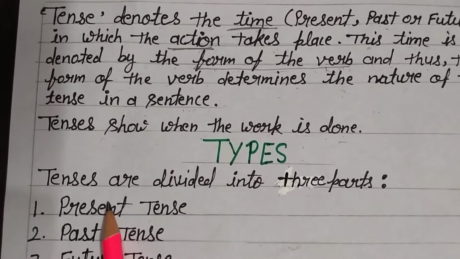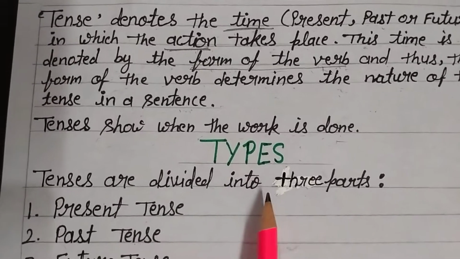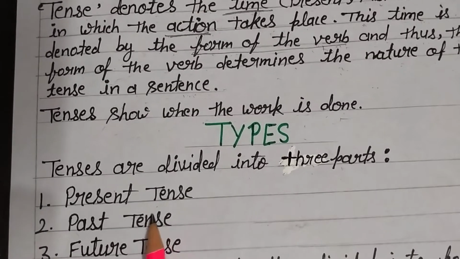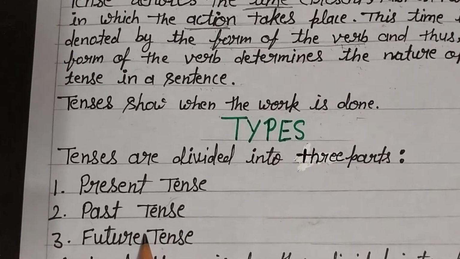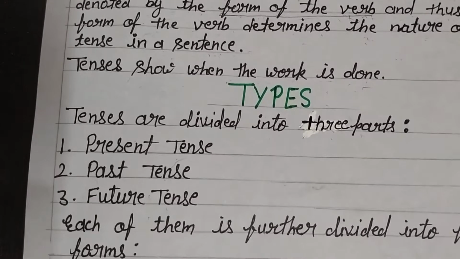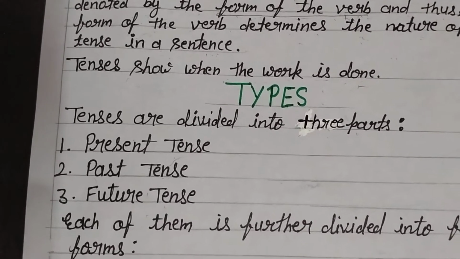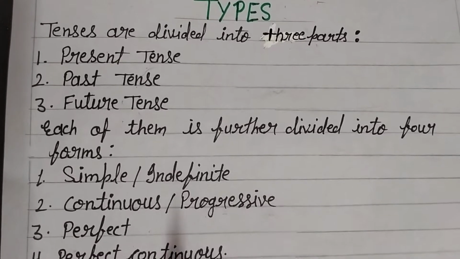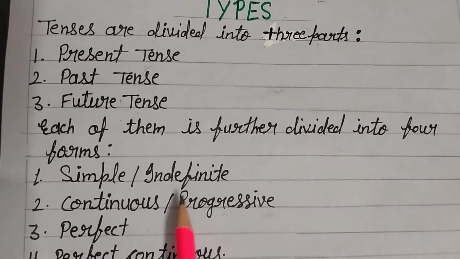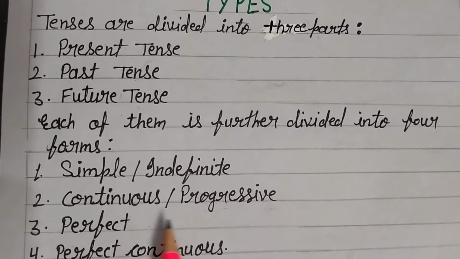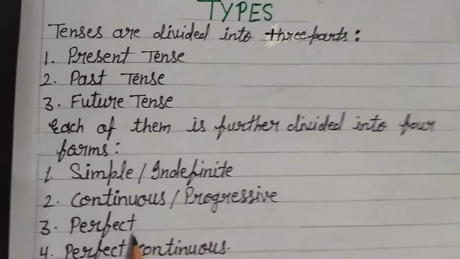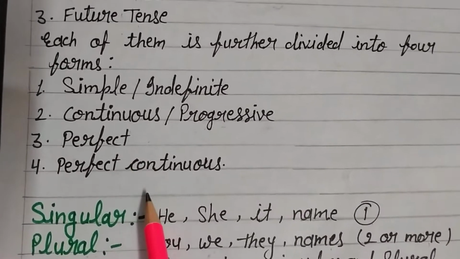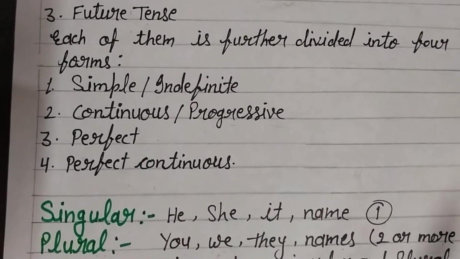Types. Tenses are divided into three parts: present tense, past tense and future tense. Each of them is further divided into four forms: simple or indefinite, continuous or progressive, perfect and perfect continuous.